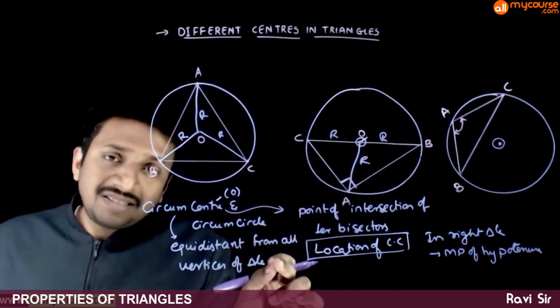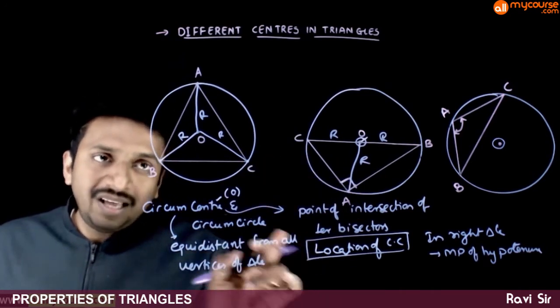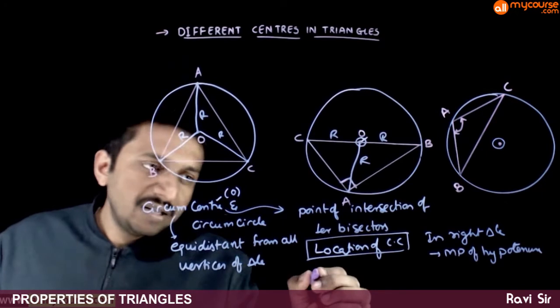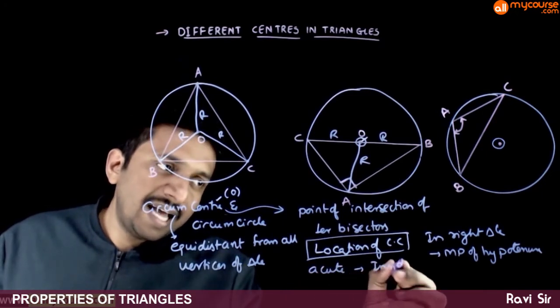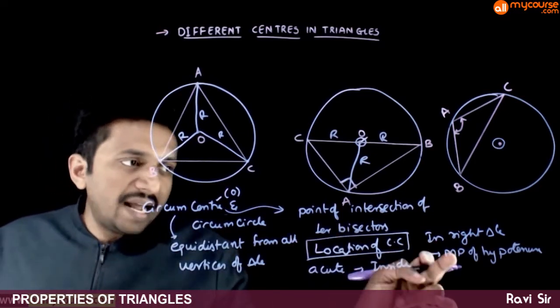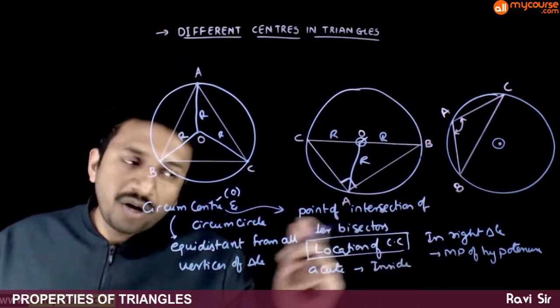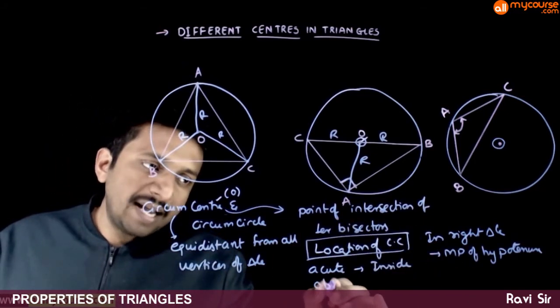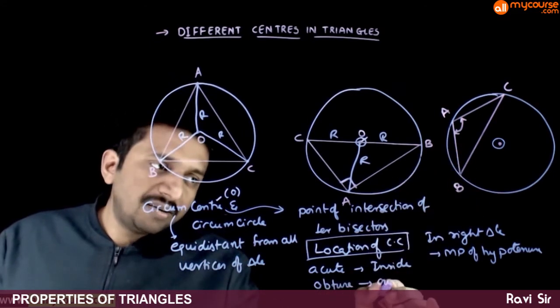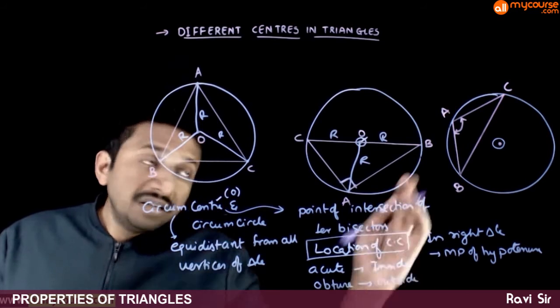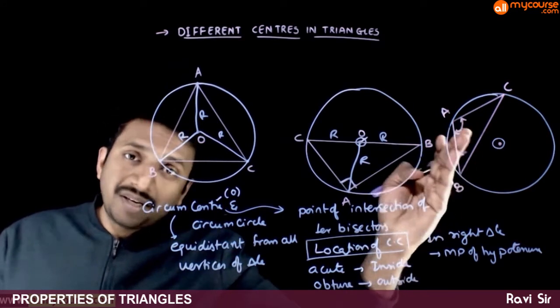So the first thing that you need to remember about circumcenter is the positioning of the circumcenter. For acute angle triangles, the circumcenter lies inside the triangle. For right angle triangles, the circumcenter lies at the midpoint of the hypotenuse. For obtuse angle triangles, the circumcenter lies outside the triangle towards the hypotenuse side.